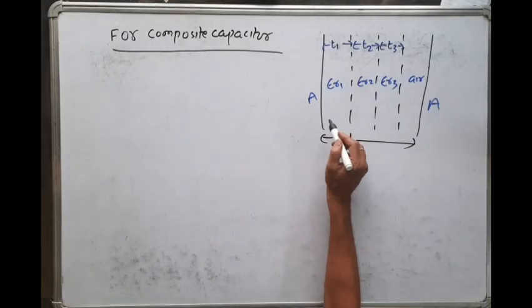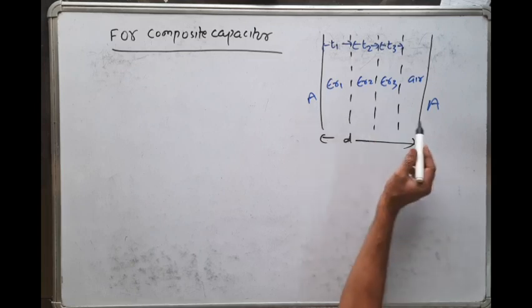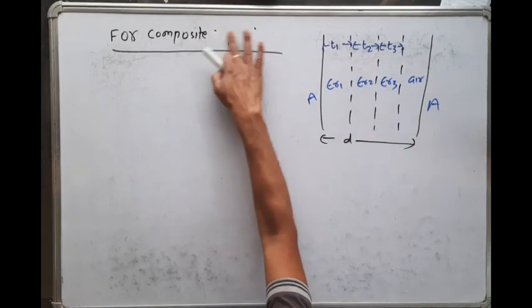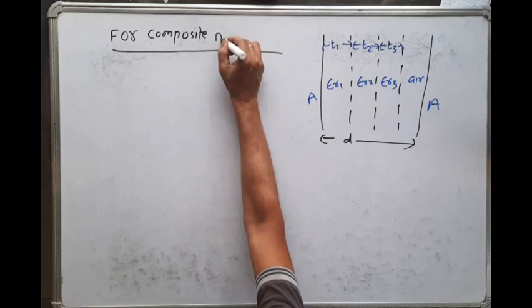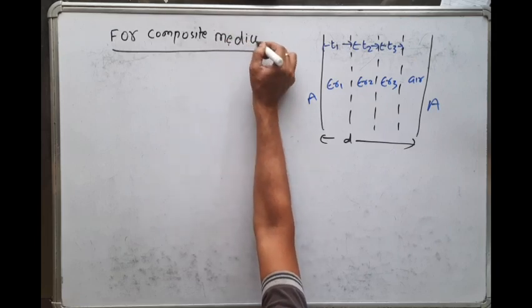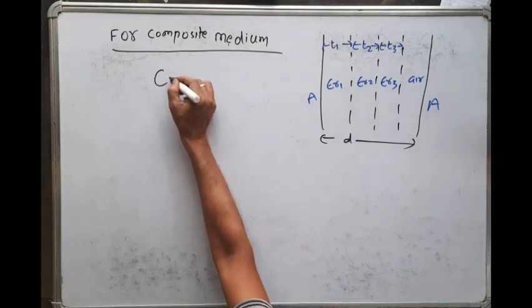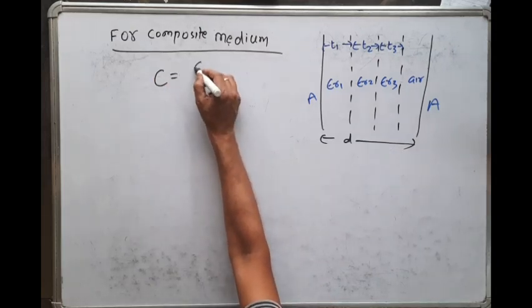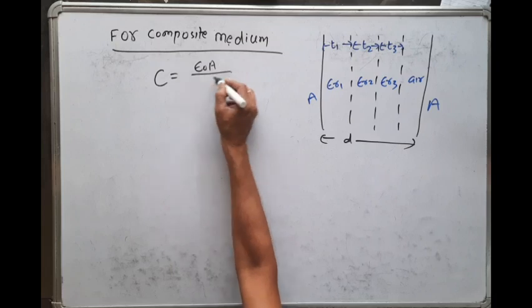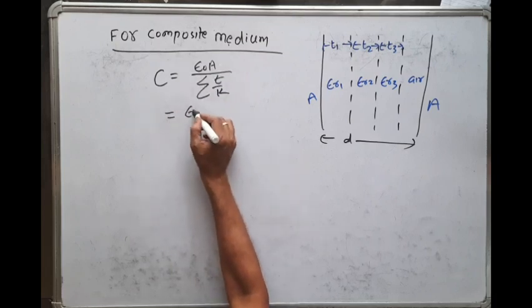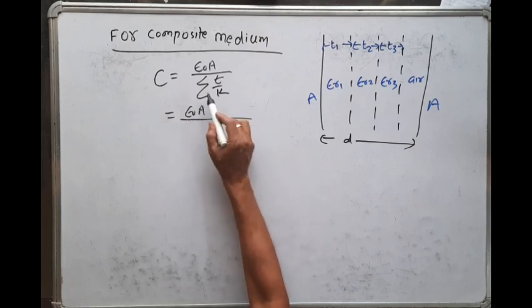Now see, this is the capacitance of a composite capacitor. Composite medium means composite medium, that is, a capacitor with a composite medium. What will be the formula of capacitance? The general formula is C is equal to epsilon naught A divided by the sum of T by K.